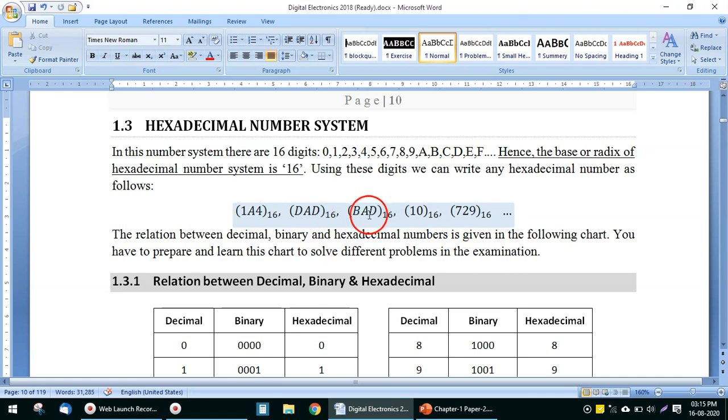Then BAD, it is not bad. It is BAD to the base 16. Then 10, this is not 10. Remember, 10 is for decimal. We are now studying hexadecimal, so it is just 10 to the base 16. And 729 to the base 16. It is not 729 because we are not using the decimal number system now, but we are using the hexadecimal number system.